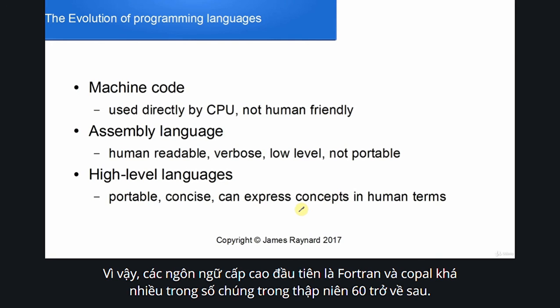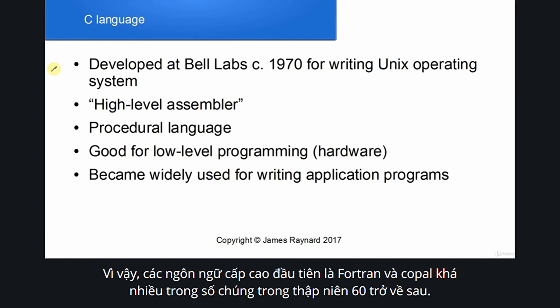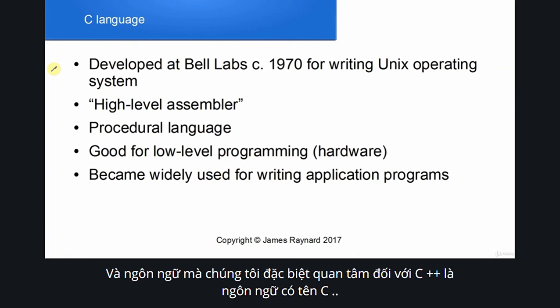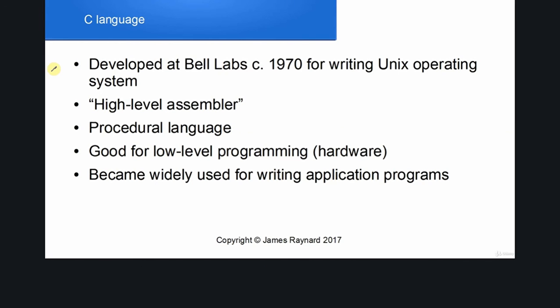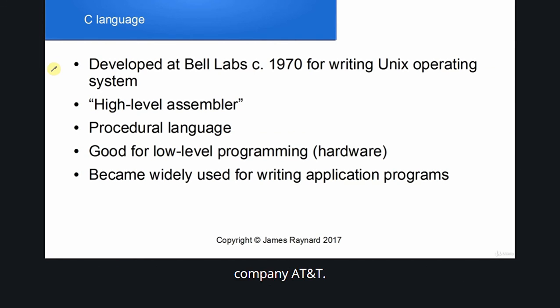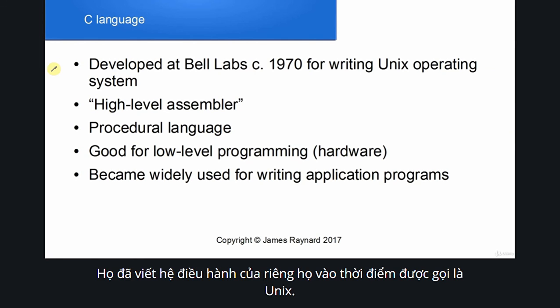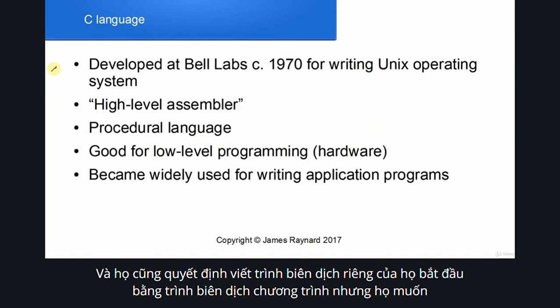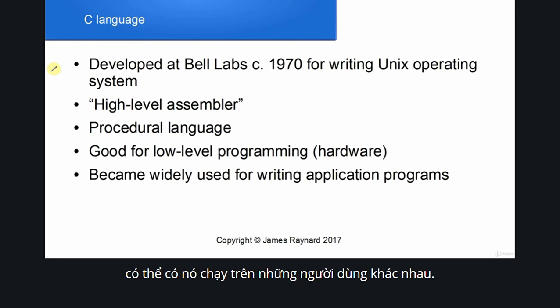So the first high-level languages were Fortran and COBOL. There were quite a lot of them in the 60s and later, and the one that we're particularly interested in for C++ is a language called C. This was developed around 1970 in Bell Labs, which is a subsidiary of the giant American telecommunications company AT&T. They were writing their own operating system at the time, which became known as Unix, and they also decided to write their own compiler. They did start off in assembler, but they wanted to be able to have it running on different computers, so that's why they went to a high-level language.